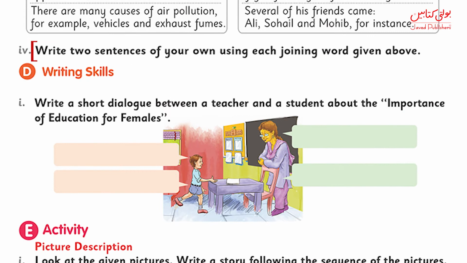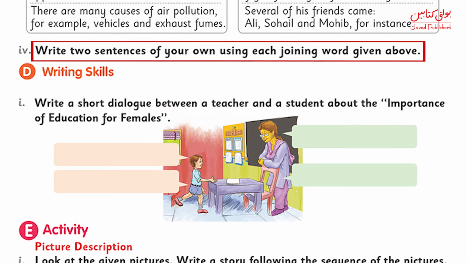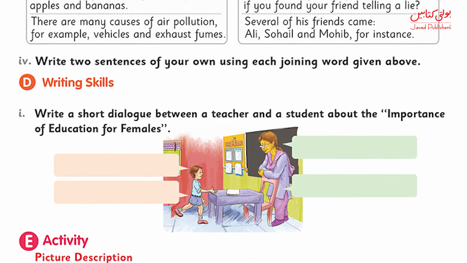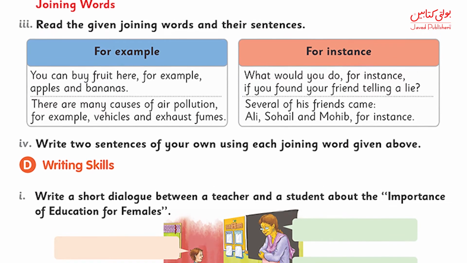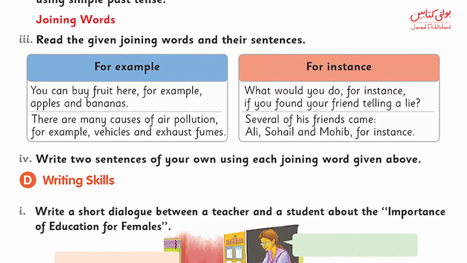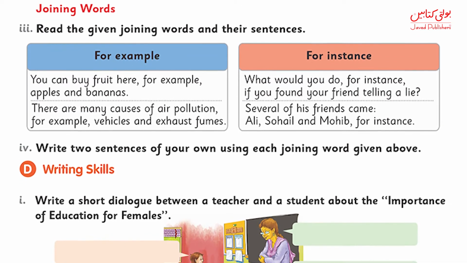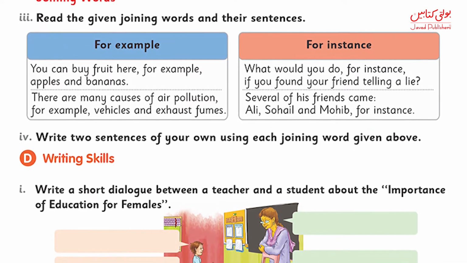Now let's make two sentences from our own side using the joining words given above. The first sentence would be, you can go in any direction, for example, north, south, east, west. The second sentence of for example would be, you can play any sport, for example, cricket, hockey, badminton.